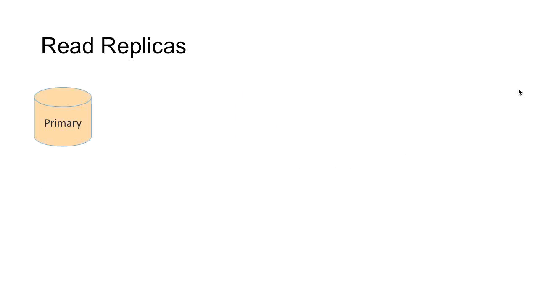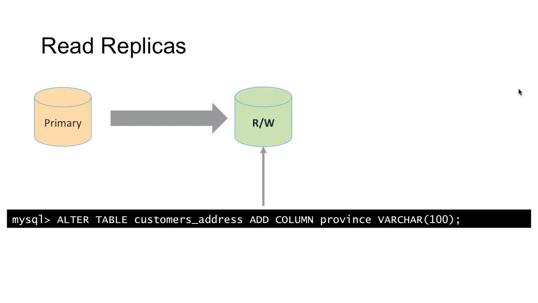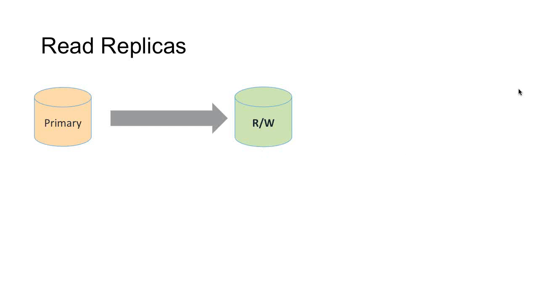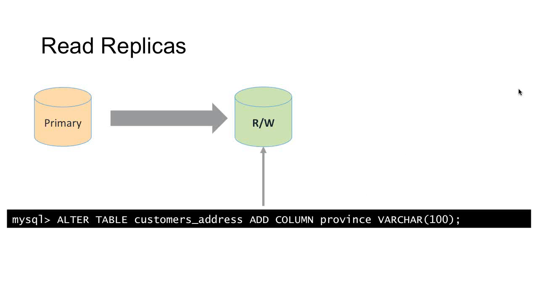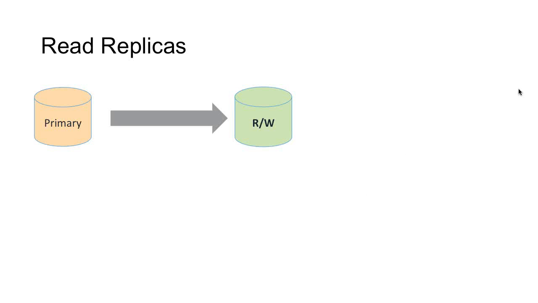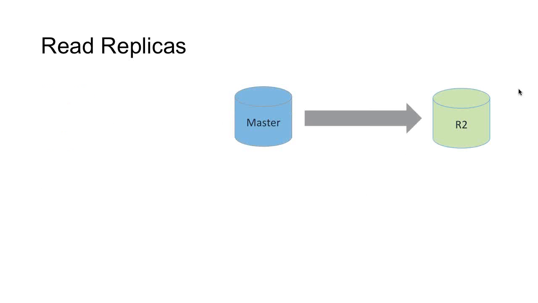So using Read Replicas, you have a primary, and you have a read-only replica, which you promote to read-write. When you promote it to read-write, your replication stops, and then you add the column province. Once the column has been added to the customer address table, you create another read replica out of it and promote this to be the master. So this would be the master, and this would have all your latest data in it, almost in real time, right?